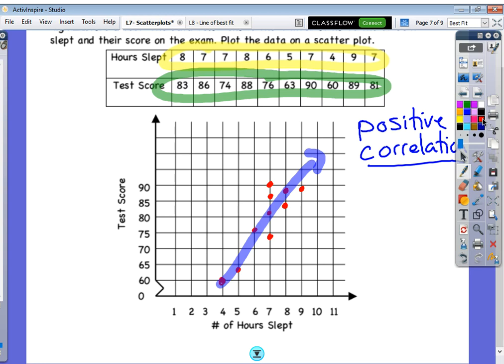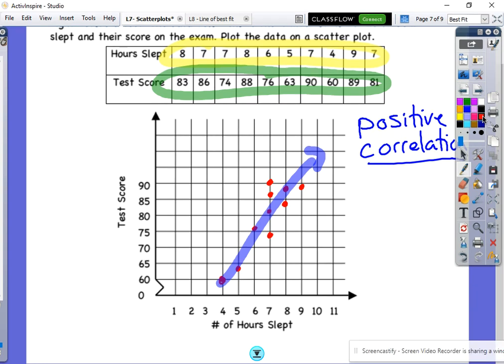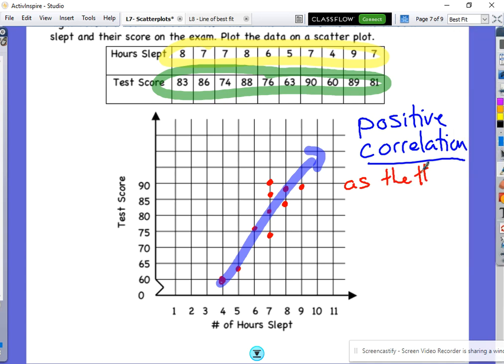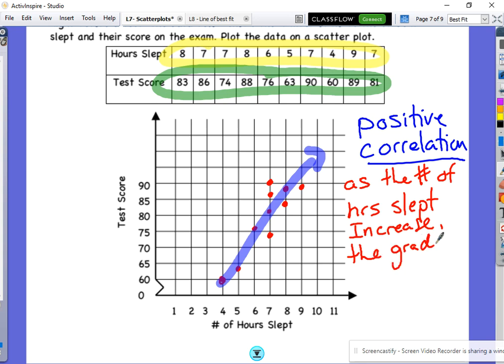So try to put this into words. I'll give you the setup here. You want to fill in the blank as we say, as the number of hours something, the grade we get on our test does something else. So hopefully you're seeing what your conclusion is: as the number of hours slept increases, there's the keyword, increases, the grade also does what? The grade also increases.